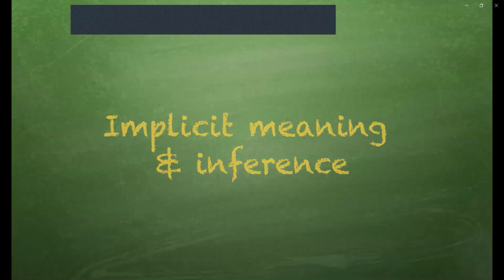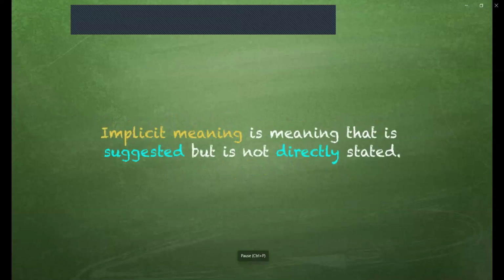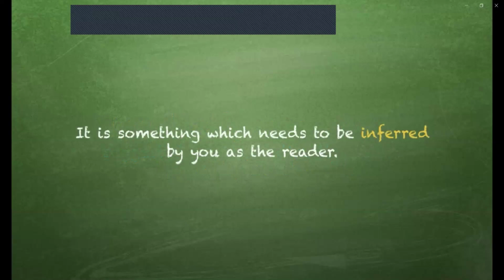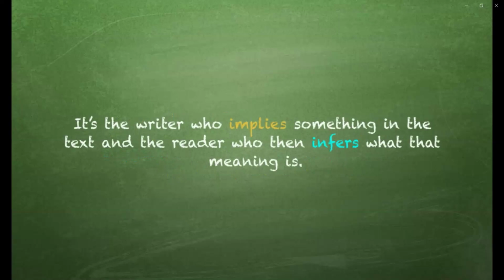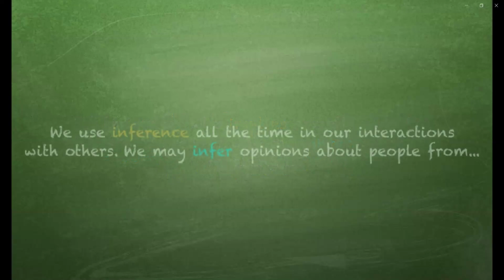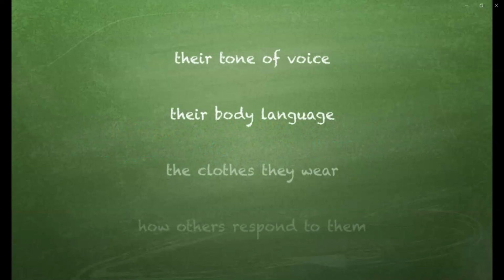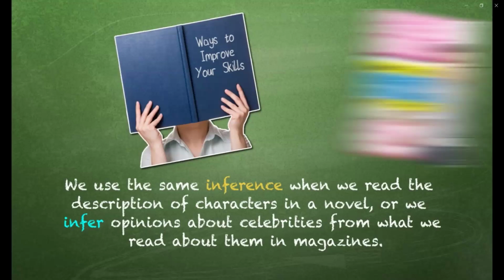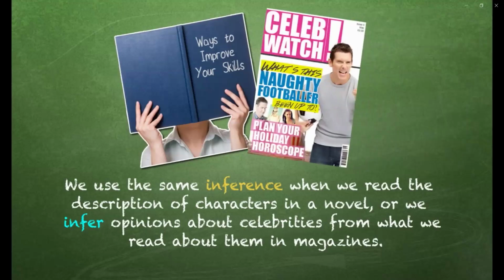Meaning and inference. Implicit meaning is meaning that is suggested but is not directly stated. It is something which needs to be inferred by you as the reader. It's the writer who implies something in the text, and the reader who then infers what that meaning is. We use inference all the time in our interactions with others. We may infer opinions about people from their tone of voice, their body language, the clothes they wear, how others respond to them. We use the same inference when we read the description of characters in a novel, or we infer opinions about celebrities from what we read about them in magazines.